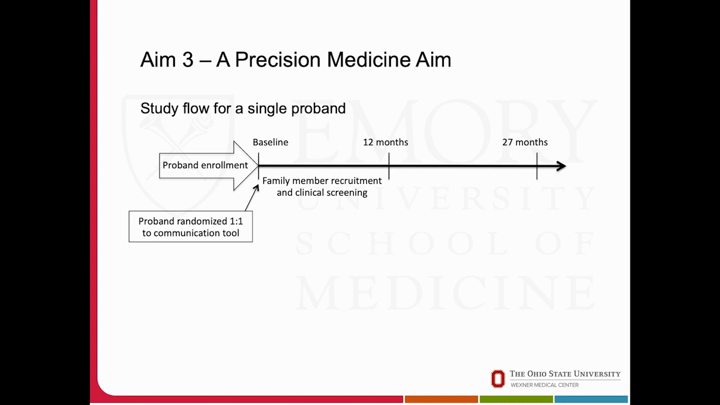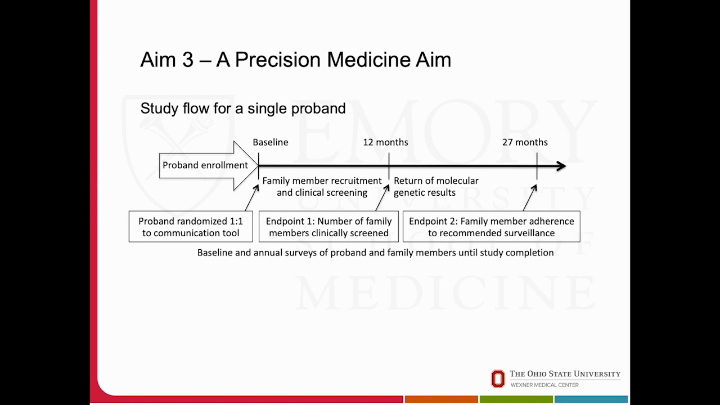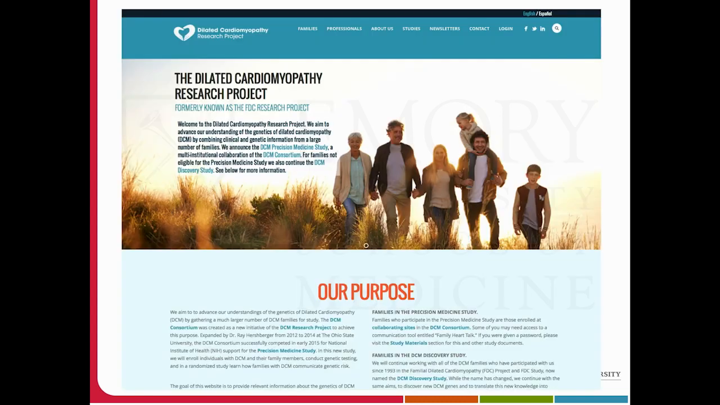So we randomize patients on a 50-50 basis stratified by site and race, and then we do family member recruitment. The first endpoint is the number of family members that actually come into the study and get clinical screening completed. We then return molecular genetic results, and then a second endpoint is family member adherence to the recommendations in the letters that go out to the family members of what they should do.